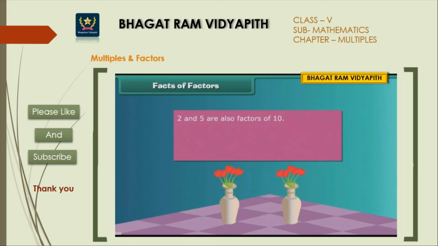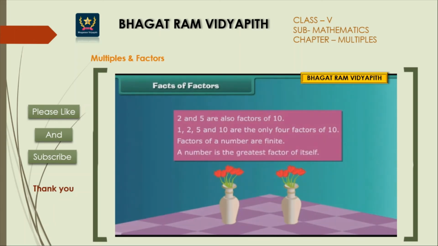As there are no more arrangements possible, it is clear that 1, 2, 5 and 10 are the only 4 factors of 10. Therefore, we can say that factors of a number are finite. A number is the greatest factor of itself.